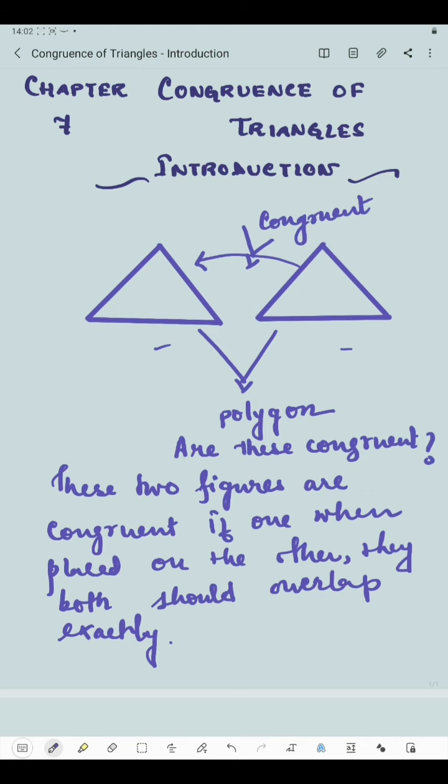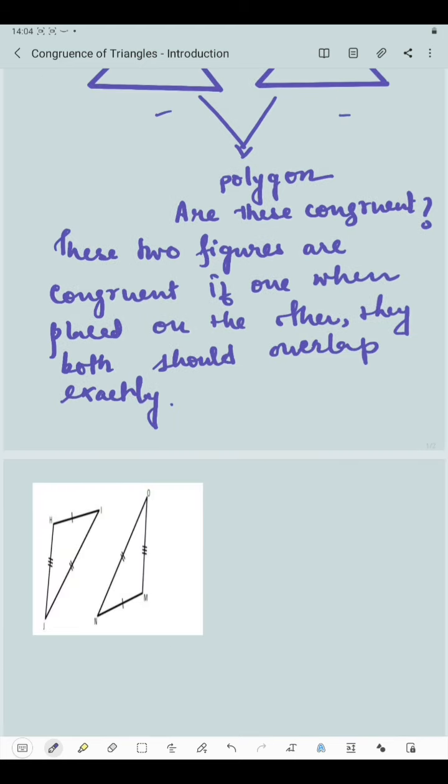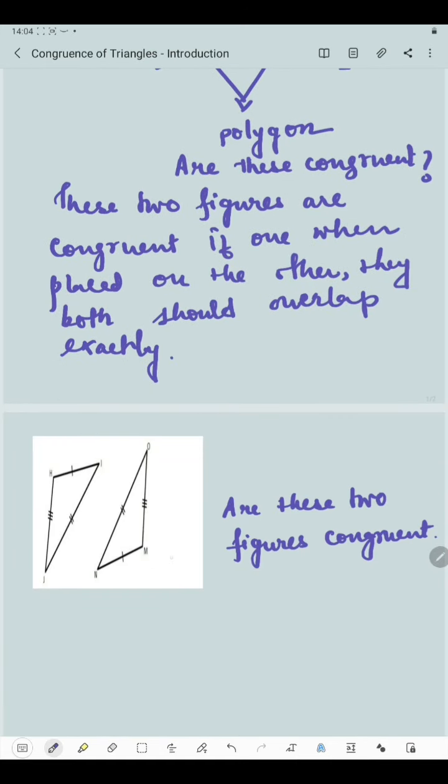Okay, let's draw another polygon. Are these two figures congruent? At first they don't look congruent, right? But that's the trick. This polygon when placed on this one, it overlaps exactly. So these two are congruent too. Okay, so it doesn't matter how they are placed, that's congruency.